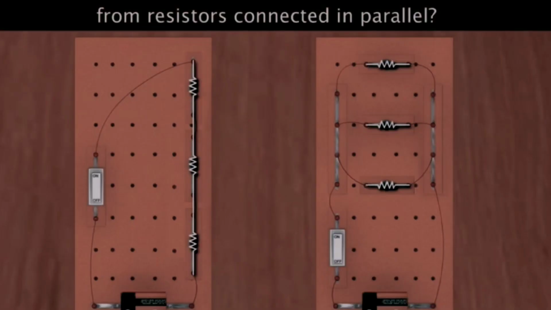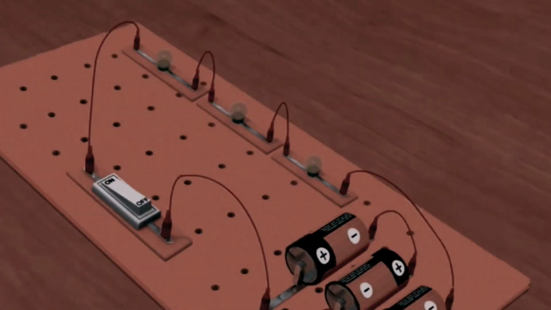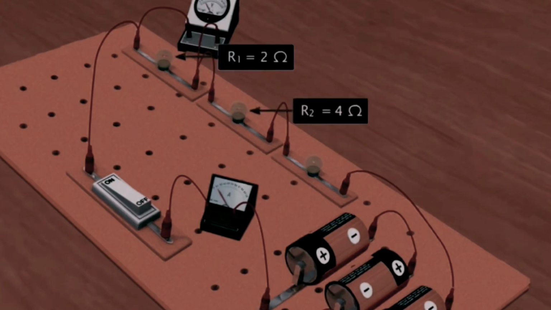Based on your observation of the bulb's behavior, can you explain how resistors connected in series differ from resistors connected in parallel? To understand the flow of current through these two resistors better, let us connect a voltmeter and an ammeter. Let us take the values of R1, R2 and R3 as 2, 4 and 6 ohms respectively.